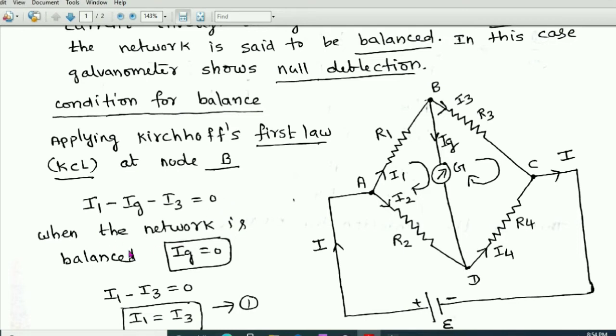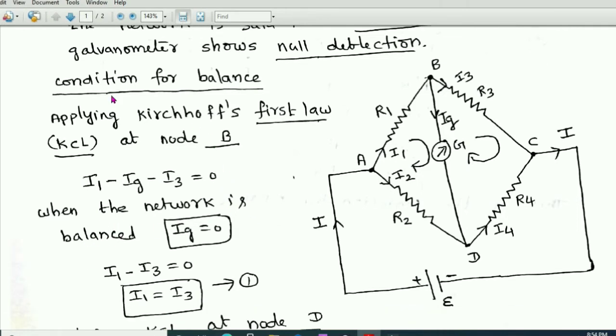Now when the network is balanced, already we have seen the balancing condition. When the network is balanced, we have discussed that the current through the galvanometer is equal to 0. Now if you apply Ig is equal to 0 here, from this equation I1 minus I3 is equal to 0, because Ig is equal to 0. If you take this minus I3 to this side, it becomes I1 is equal to I3. When the bridge is balanced, I1 is equal to I3.